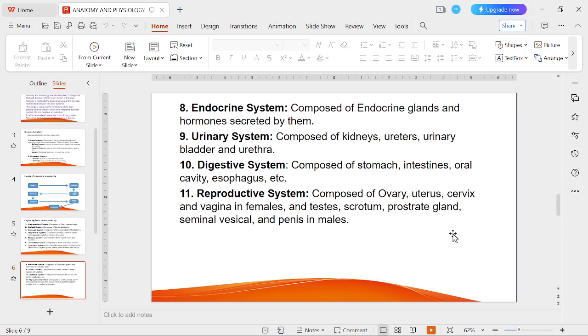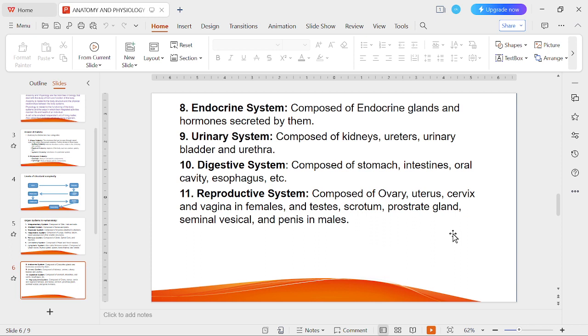We will be studying endocrine and exocrine glands in detail in the further topics. Ninth one is the urinary system, which is composed of kidneys, ureters, urinary bladder and urethra. 10th one is the digestive system, which is composed of stomach, intestines, oral cavity. It starts from the oral cavity, then comes esophagus, stomach, intestines, etc.